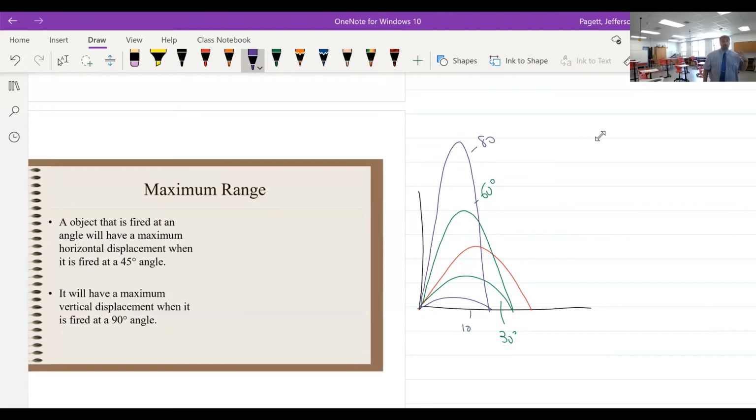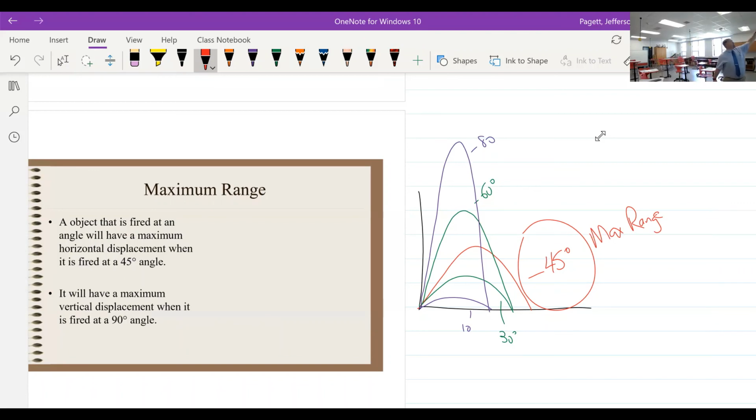So you're going to get maximum horizontal distance at 45 degrees. And we can demonstrate that. I'll show you that a little bit tomorrow in a video as well. So that's for maximum range, max range. And then if you want max height, obviously you're just going to shoot it straight up. So that's got to be at 90 degrees.